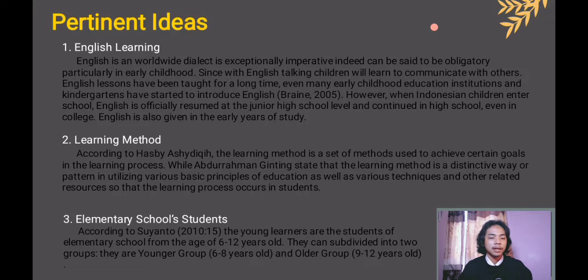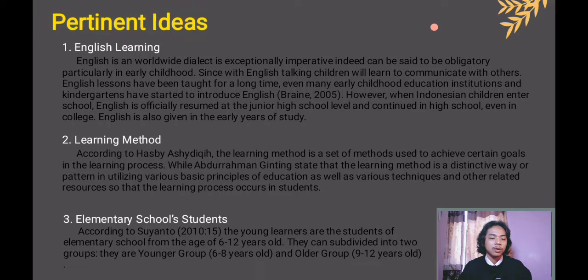The next is learning method. According to Hasby Ash-Shiddieqy, the learning method is a set of methods used to achieve certain goals in the learning process. While Abdurrahman Ginting stated that the learning method is a distinctive way for parents in utilizing various basic principles of education as well as various techniques and other related resources so that the learning process occurs in students.